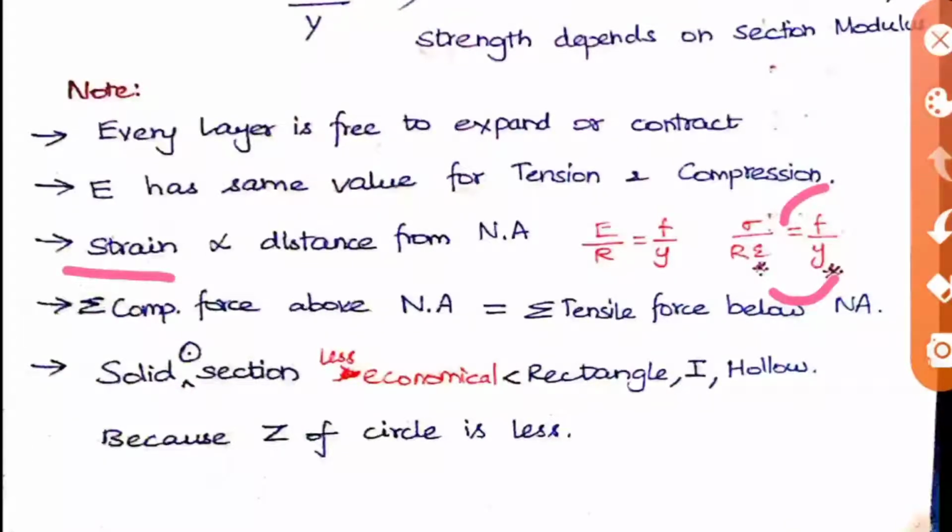And then if you are taking a solid circular section, it will be less economical when compared to the rectangular, I section and hollow section, because the Z of the circle is very less. Z means section modulus is very less, so the strength also will be very less, so it is less economical also.